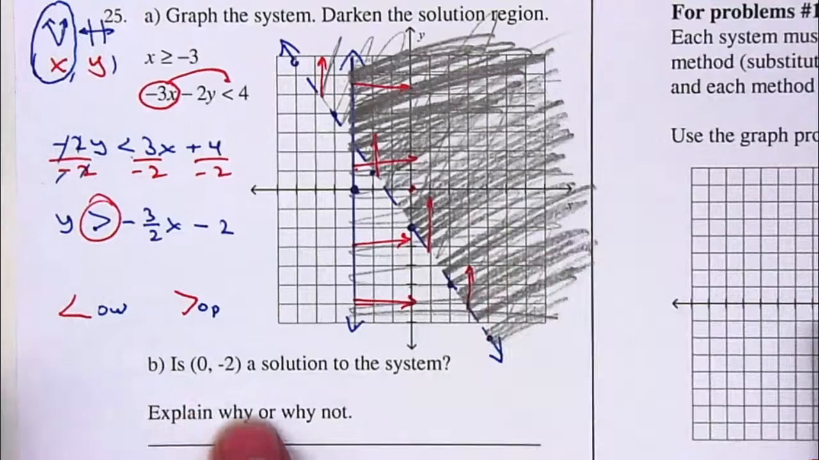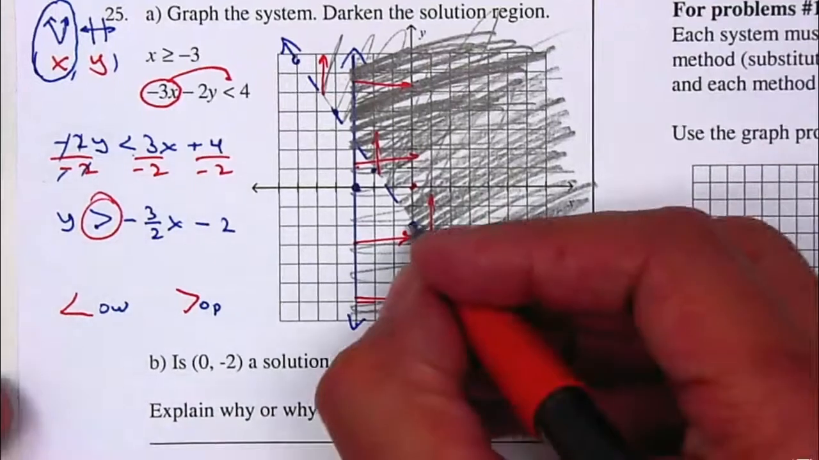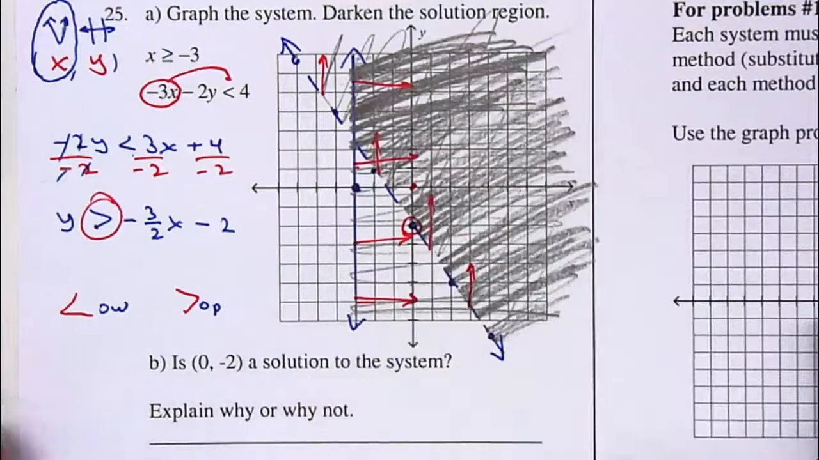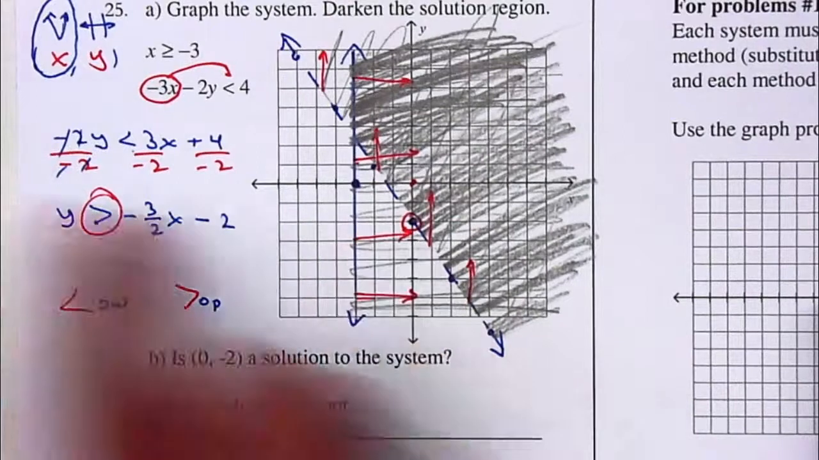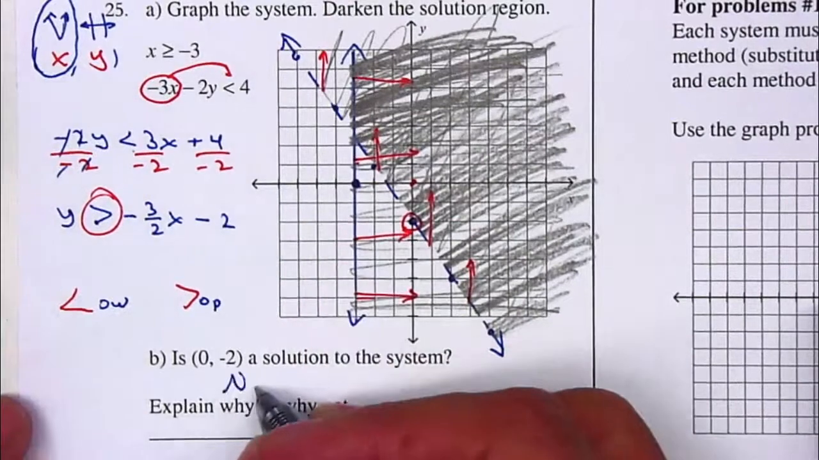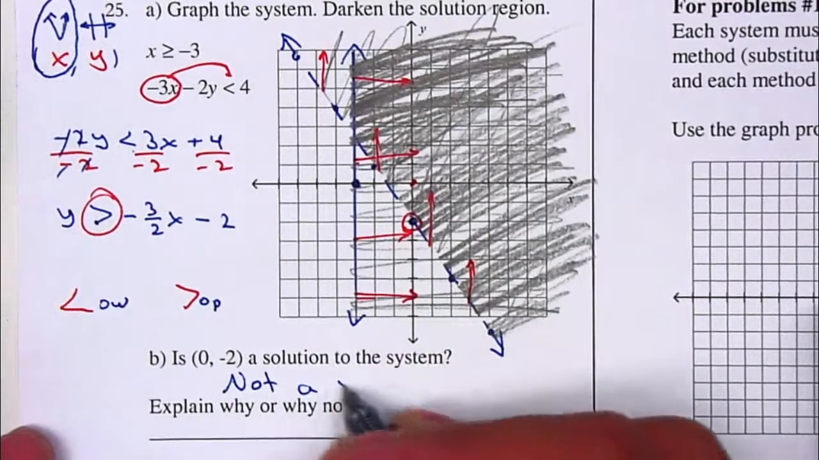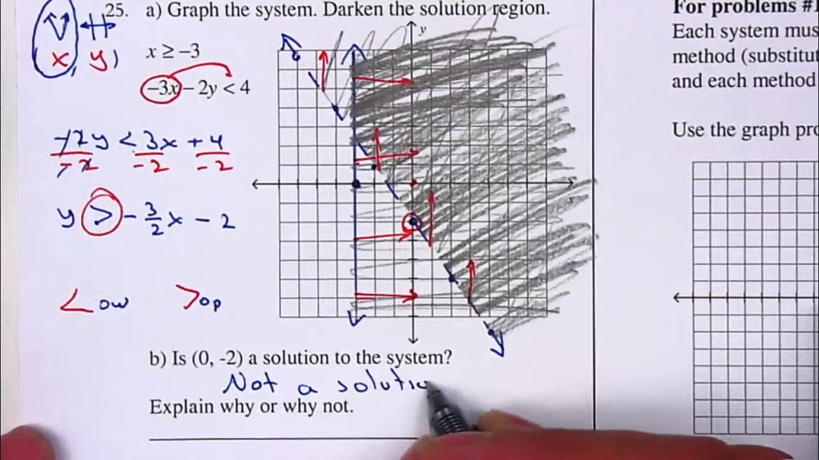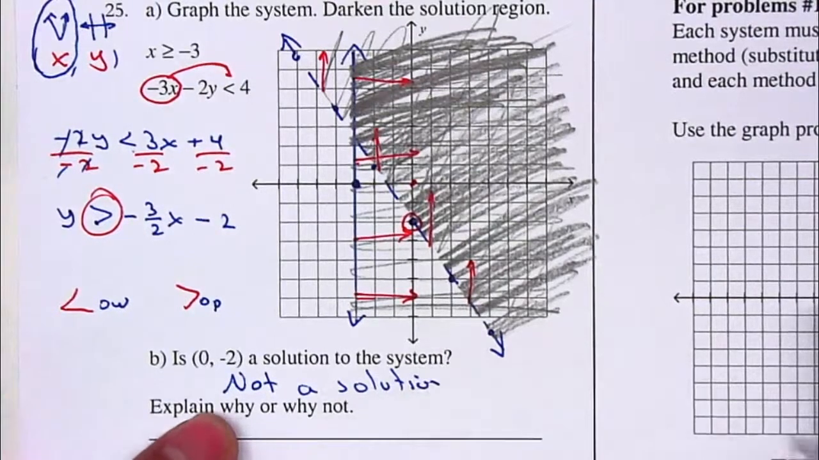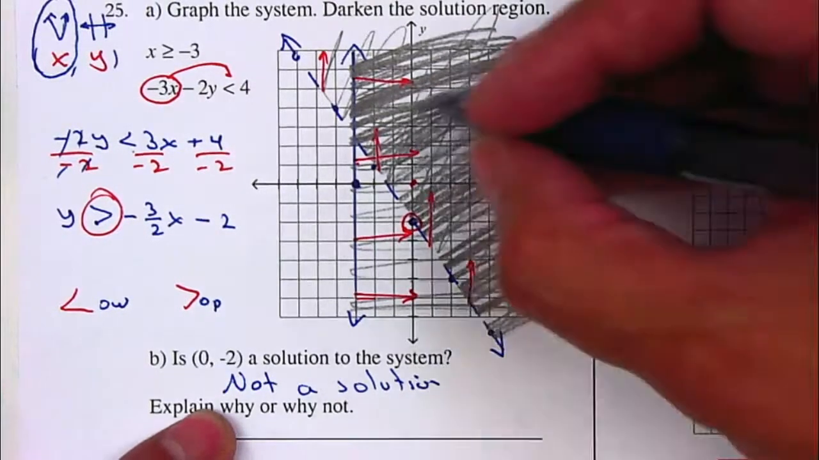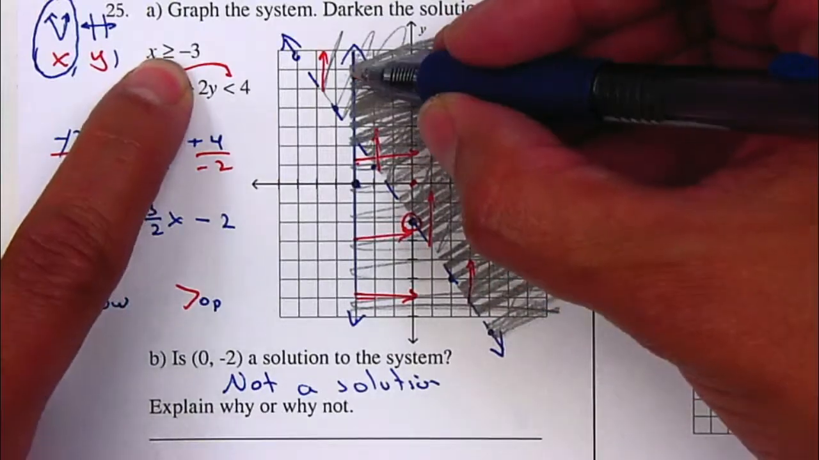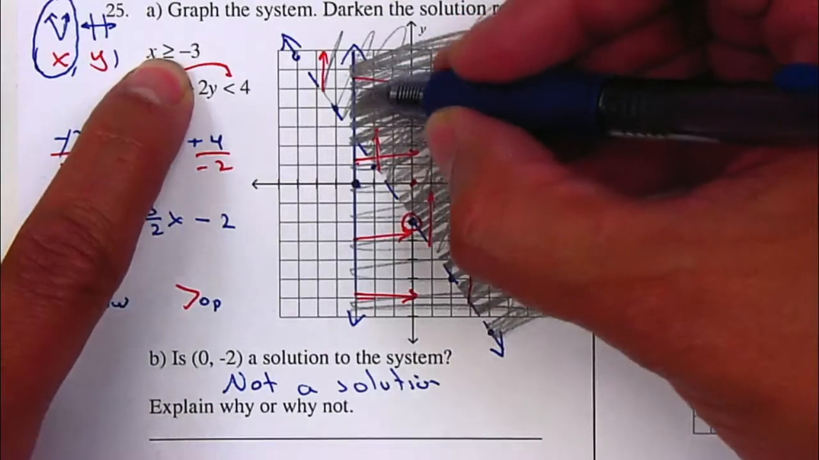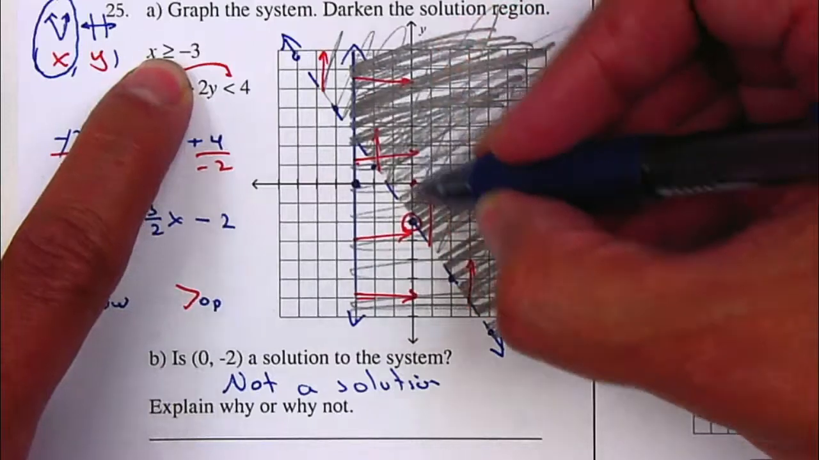Now, is (0, -2) a solution? So is this point a solution? Now notice that that point is on the dashed line. So therefore this is not a solution. And the reason that we place a dash is to indicate that those points are not solutions. Otherwise there will be an equal sign and it will be a solid line to indicate that those points are also part of the solution. But we place a dash to indicate that's not. Why not?